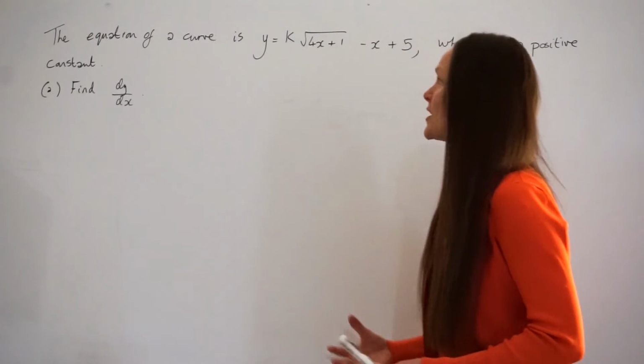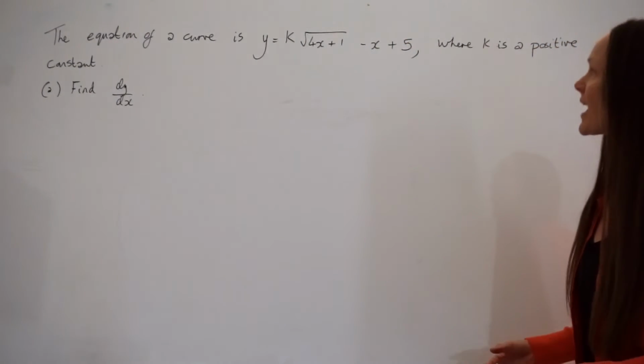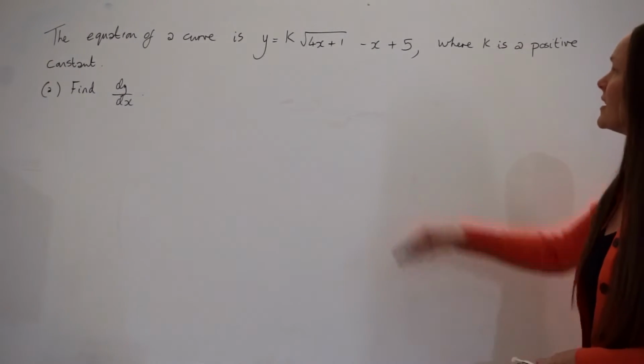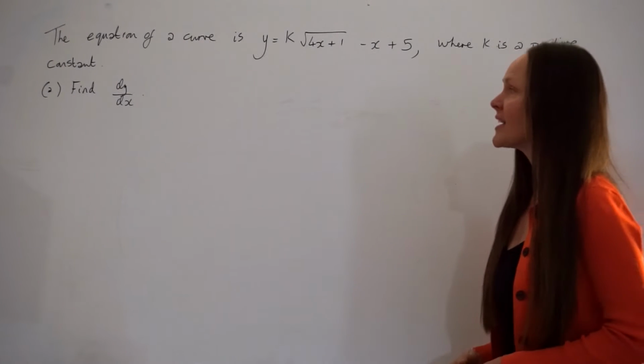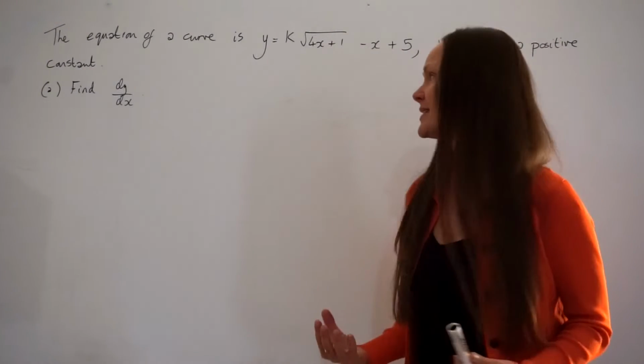Next question. The equation of a curve is y equals k root (4x plus 1), take away x plus 5, where k is a positive constant. In part A, we need to work out dy by dx.